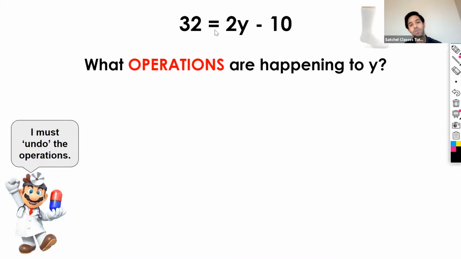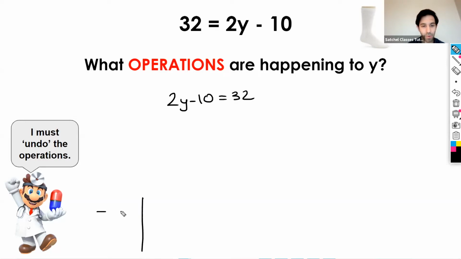So now we have 32 is equal to 2y minus 10. Now this might look a bit tricky. However, what I'm going to do is rewrite it in the format that we're more used to and more comfortable with. So I'm going to write 2y minus 10 is equal to 32, because this is the same as this.